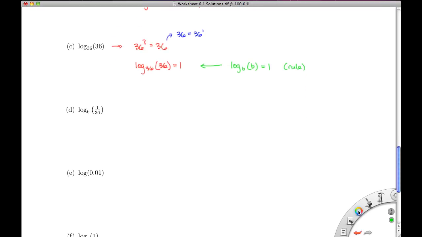So for part D, let's start off by writing this as an exponential expression to sort of frame our question. So we're wondering 6 to the power of what is going to give us 1 over 36.